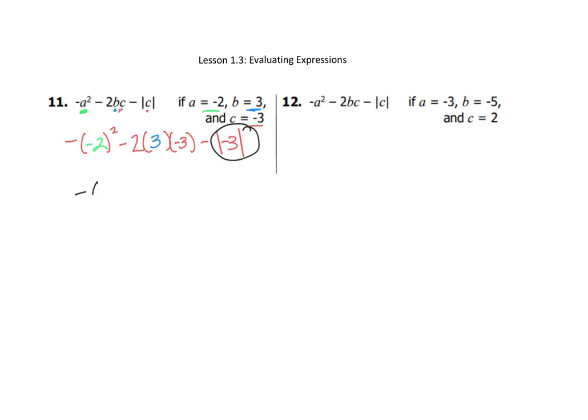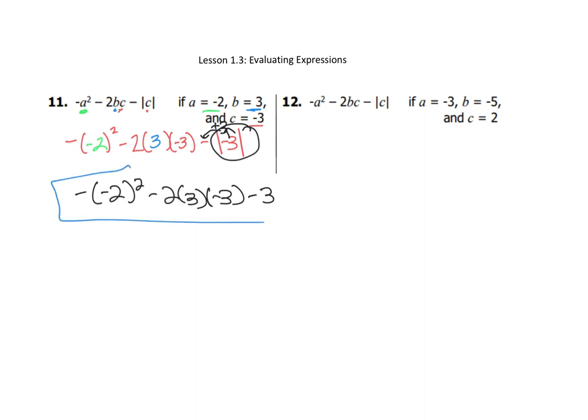So we would have negative and -2 squared minus 2 times 3 times -3. But what is the absolute value of -3? When it comes out of here, it's +3, but then there's a negative on the outside, so it goes back to being -3. Okay, just because there's not an absolute value button on a lot of calculators. And then from there, now you have what you need to type into your calculator. And this comes out to be equal to 11.